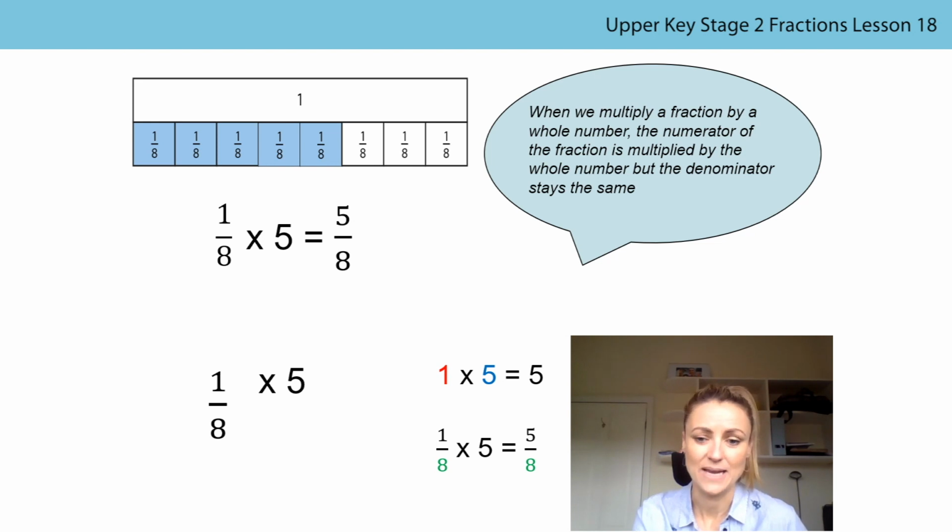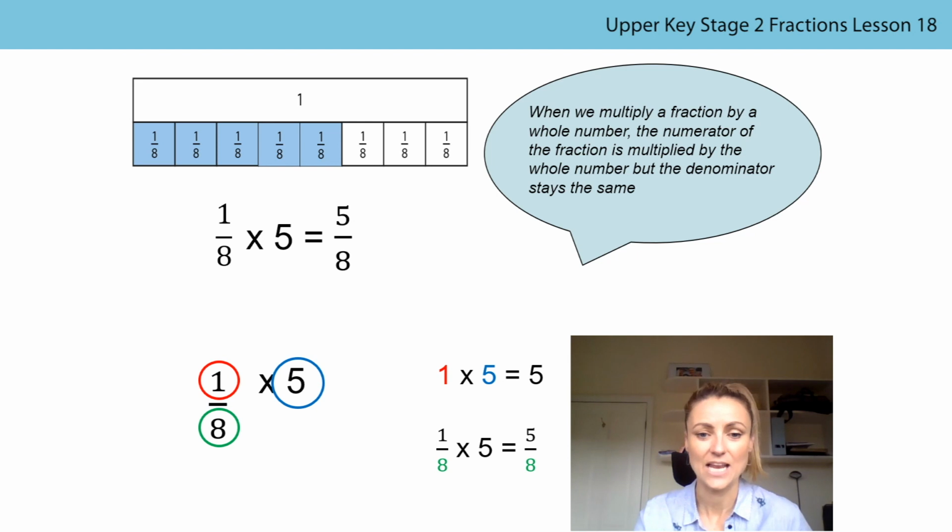1 is the numerator, and we multiply that by 5 equals 5. Have a look at the denominator, that is 8. And then here in our calculation at the bottom with the green 8, we can see that the 8 has stayed the same. So 1/8 multiplied by 5 is equal to 5/8. And we've used the model and the generalisation to help us understand that and solve that equation.